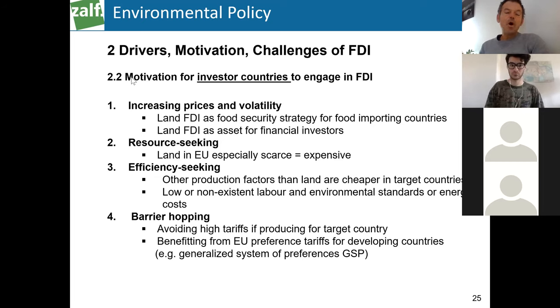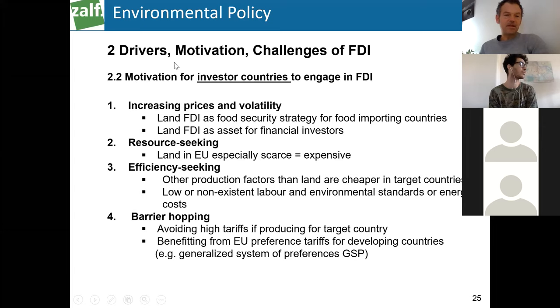And barrier hopping, that is avoiding the tariffs. That's one issue again, that one can say, yes, I can produce there, I don't pay the tariffs anymore, because of what I mentioned at the beginning, import tariffs. And then I produce over there and can also maybe distribute the processed products to other countries without crossing the border and benefiting from EU preference tariffs for developing countries.